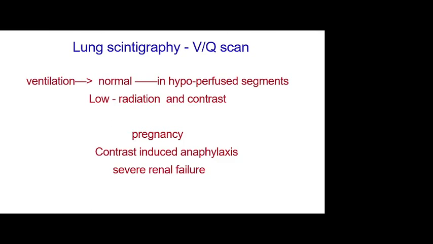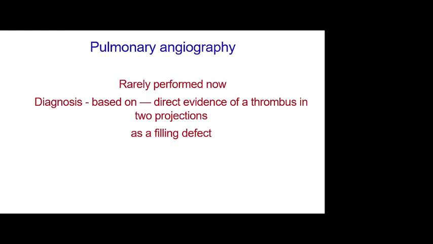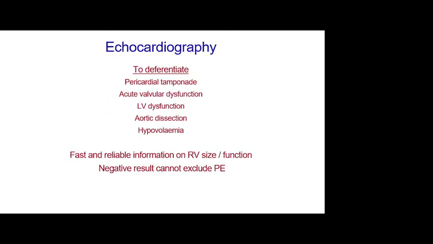Then lung scintigraphy, that is the ventilation perfusion scan. It can be used in special conditions like pregnancy, contrast-induced anaphylaxis, and severe renal failure, because it involves low radiation and low contrast. Obviously, there should be a ventilation perfusion mismatch due to the mechanical obstruction. Pulmonary angiography is nowadays not much used. When we inject the contrast medium under X-ray, it will show filling defects if there are thrombi there in the pulmonary arteries.